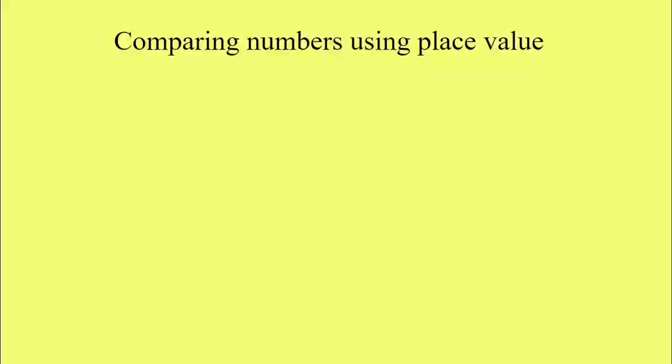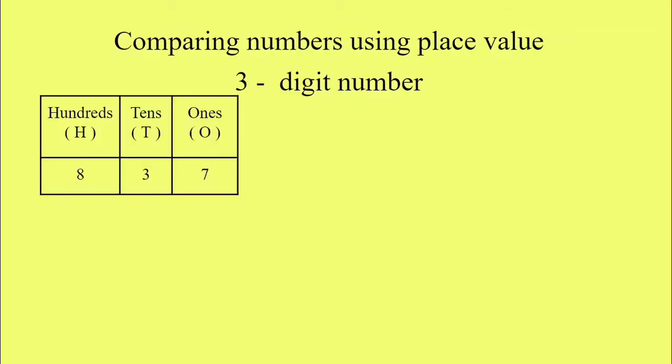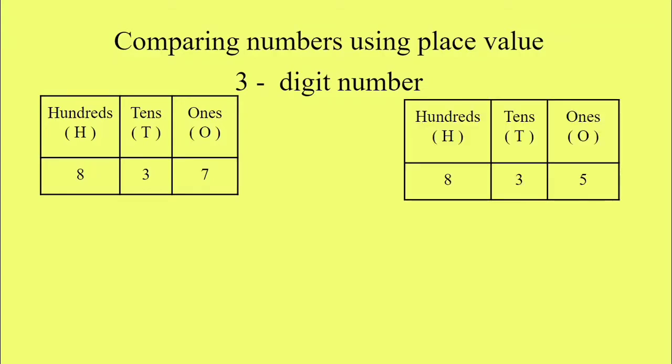Now let us take another example and compare the numbers using the place value for 3-digit numbers. Let us consider the numbers 837 and 835. So we will do the same. We will start comparing numbers from the left side. First we will compare the digits in the hundreds place, that is 8 from 837 and 835. Here we can see that the digits in the hundreds place of both the numbers are same.